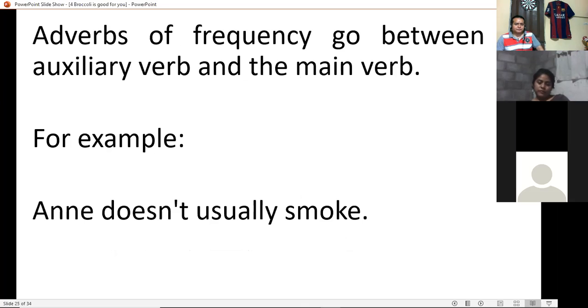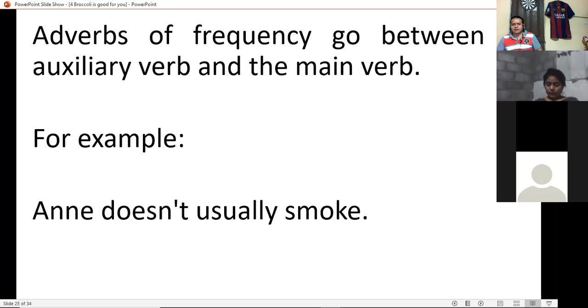Okay, todos. Adverbs of frequency go between the auxiliary verb and the main verb. For example, Annie doesn't usually smoke. So, ahí está entre el verbo auxiliar y el verbo principal, que sería usually smoke. Smoke es el verbo principal y doesn't es el auxiliar. Doesn't es el verbo auxiliar y smoke es el verbo principal y el adverbio está en medio de los dos. ¿Se fijan? ¿Ya? Okay, good.